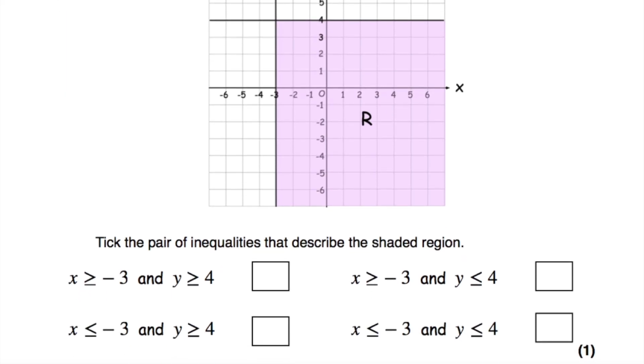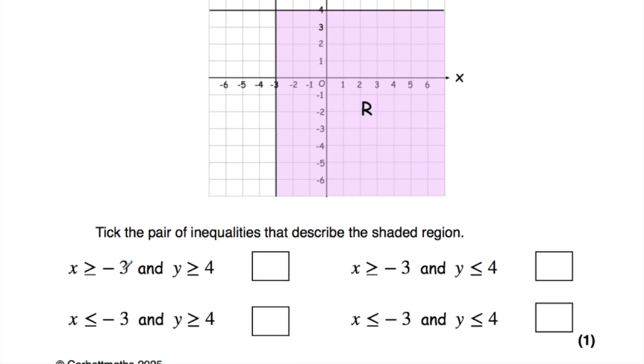And let's look at our options. x is bigger than or equal to -3, and y is bigger than or equal to 4. x is bigger than or equal to -3 and y is less than or equal to 4. x is less than or equal to -3 and y is bigger than or equal to 4. And x is less than or equal to -3 and y is less than or equal to 4.